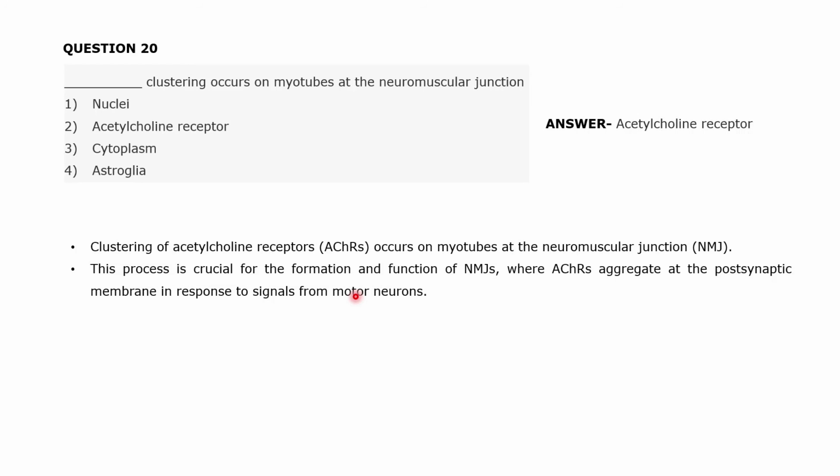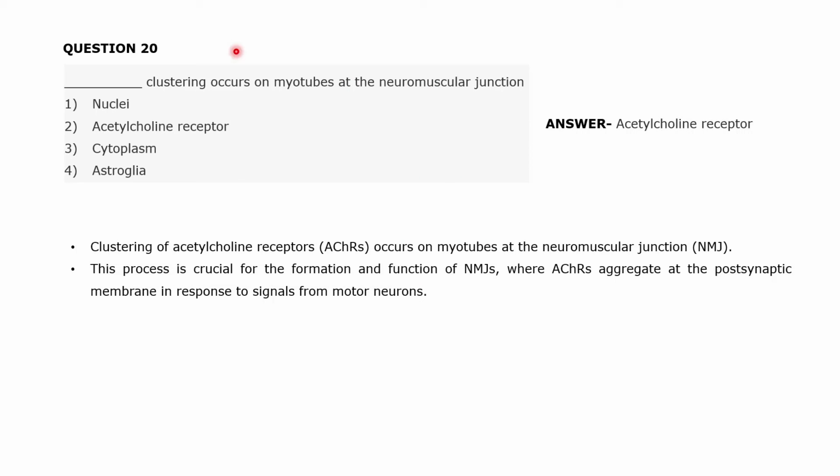So from the first neuron, the nerve endings transmit. Then across the synapse, the acetylcholine movement happens, which is a neurotransmitter. That's why it's called a neurotransmitter. And then it is received by the second neuron, where signal transmission actually happens, right? So there is a flow of transmission between nerve fibers. This particular acetylcholine receptor clustering occurs on the myotubes at the neuromuscular junction basically for nervous transmission. So I think this answer is quite clear.